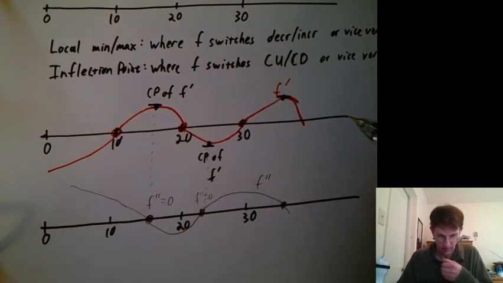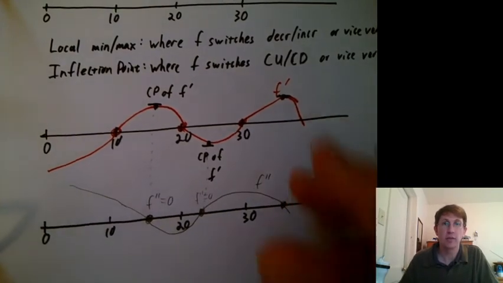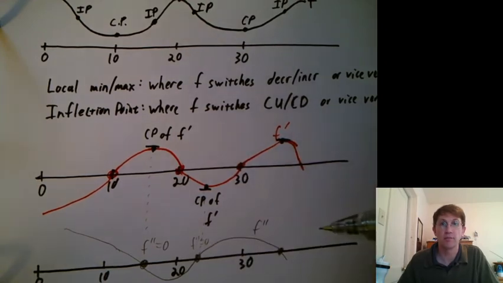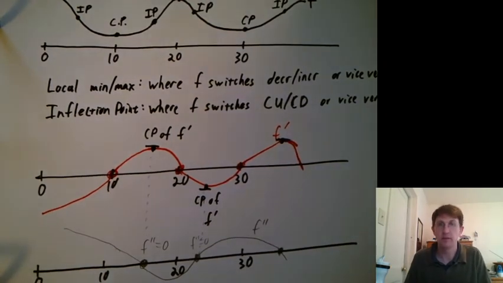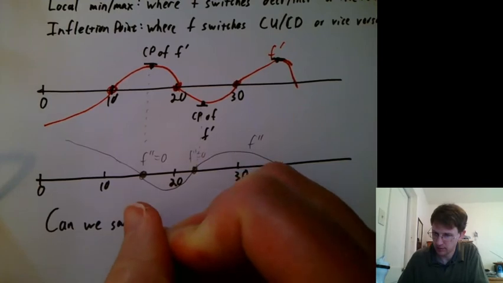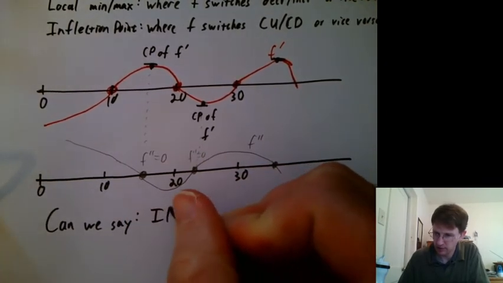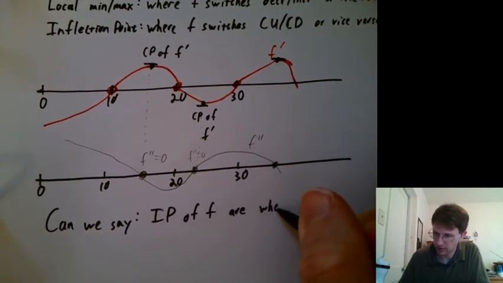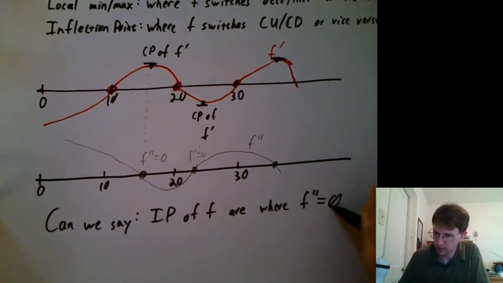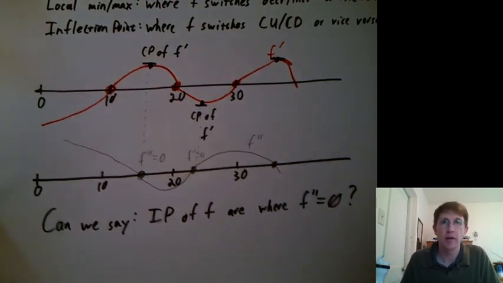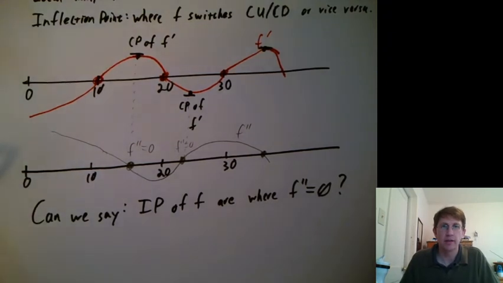So can we say that the inflection points of the original f are where f double prime is 0? Certainly seems logical. The question is, am I leading you into a trap? So let's write that down. Can we say the inflection points of f are where f double prime equals 0? Can you come up with a counterexample to that? Take a sec to think about it.